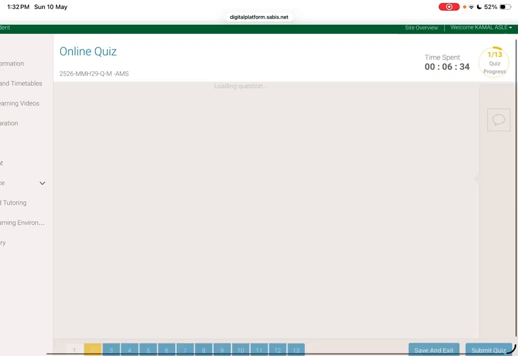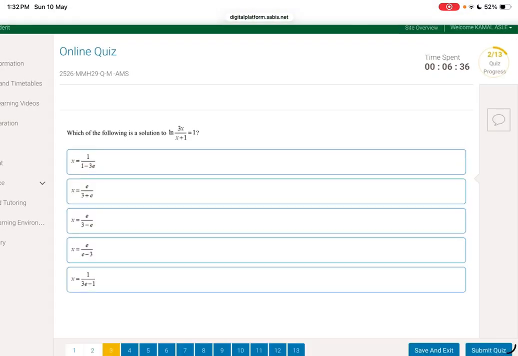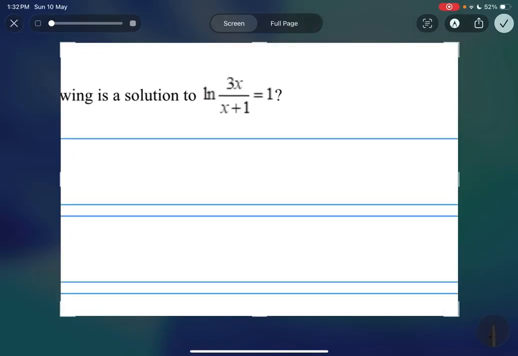It's very simple. Question number 3. They gave you: which of the following is the solution of ln of 3x over x plus 1 equals 1. When you have this type of equation, with ln of something equal to 1 or equal to anything, you get rid of the ln first.